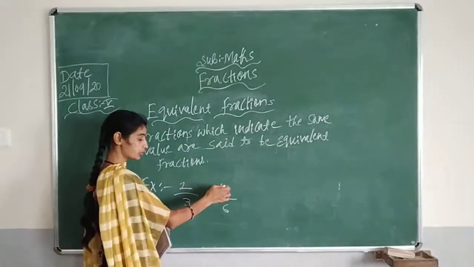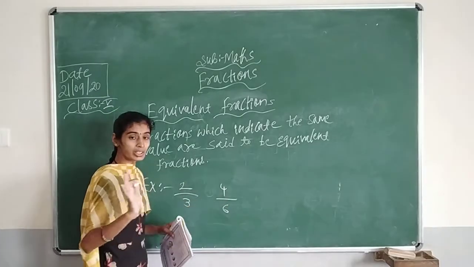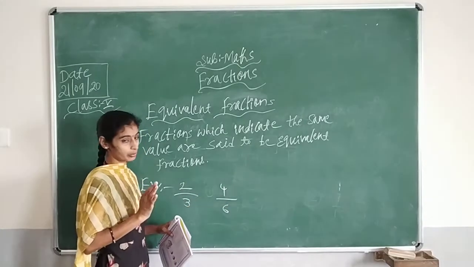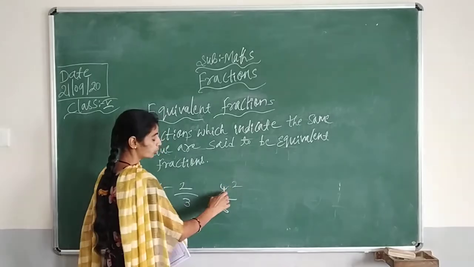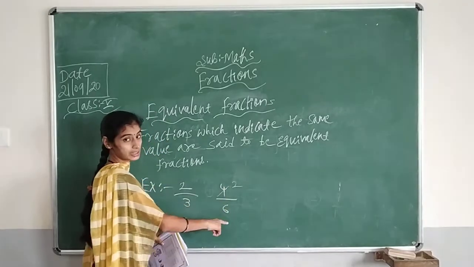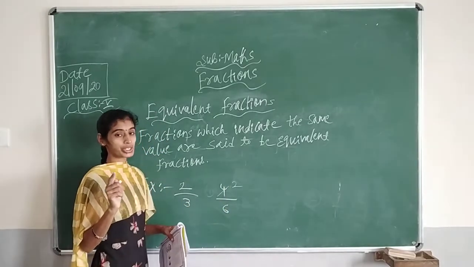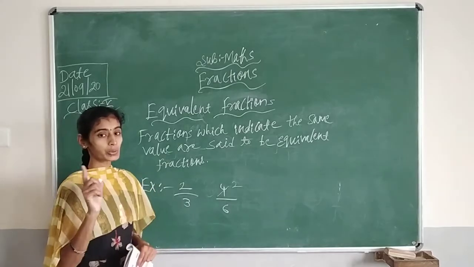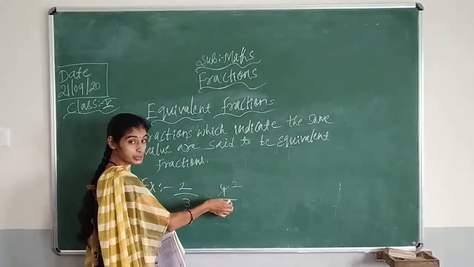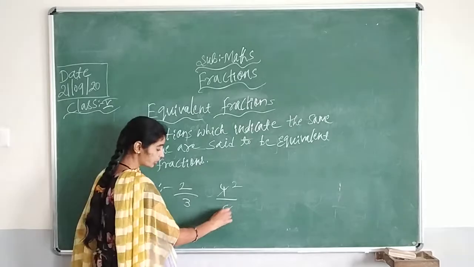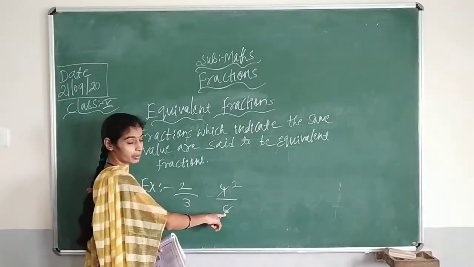Yes, you all know when you simplify 4 by 6, you are going to get the same value. So simplify it. You all know 4 and 6 is going to come in which table? It is going to come in 2's table. So divide 4 by 2. So you are going to get it as 2. Again divide this 6 by 2.